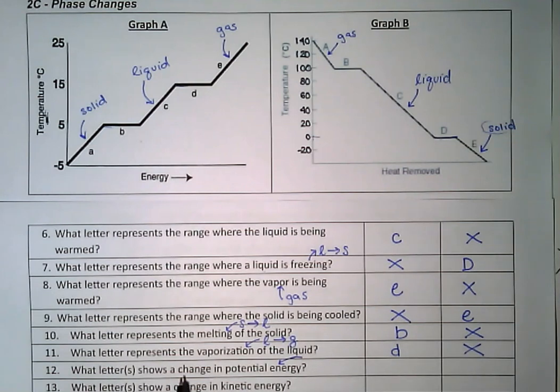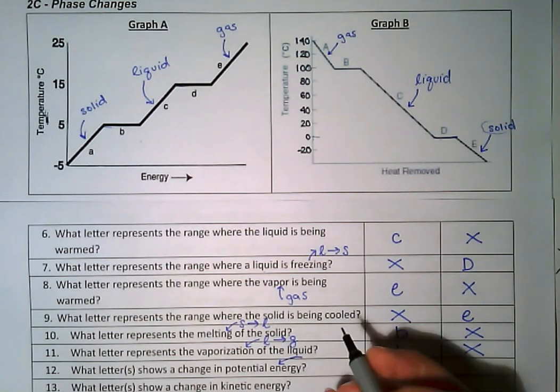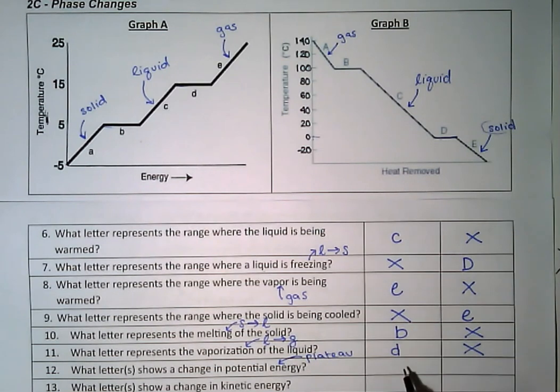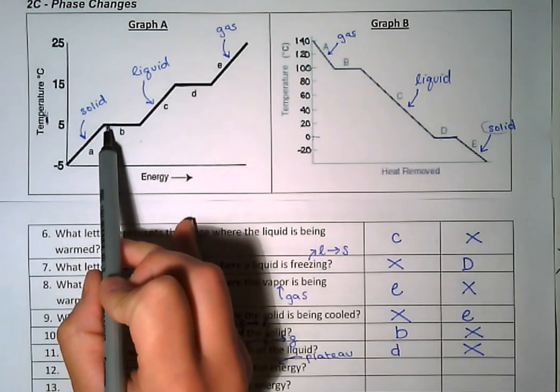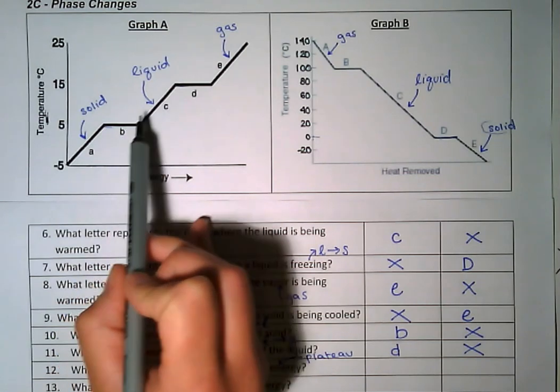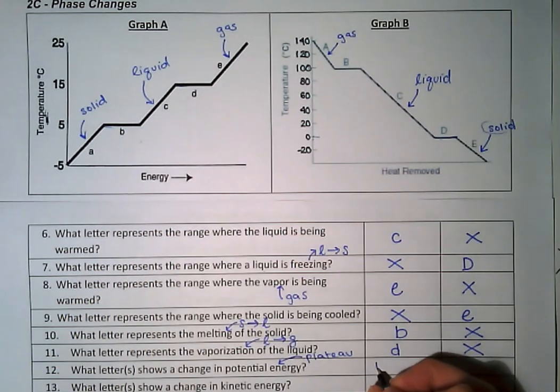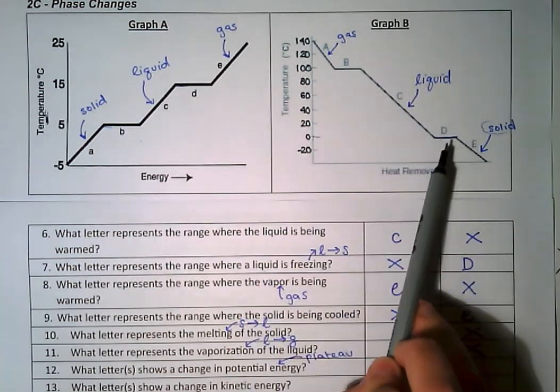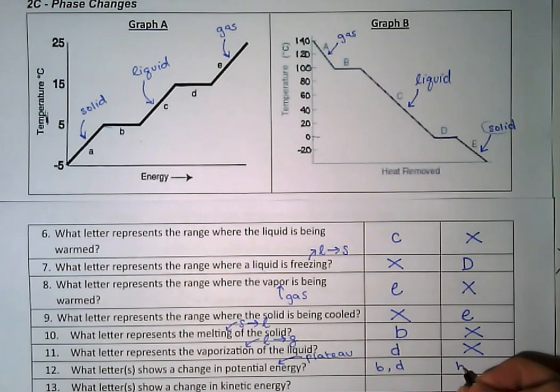So what letters show a change in potential energy? We're looking for all the plateaus in our graph. In graph A, we see a potential energy change at B and at D, so I'll put B and D. And in graph B, we see a potential energy change at B here and D here, so B and D in graph B as well.